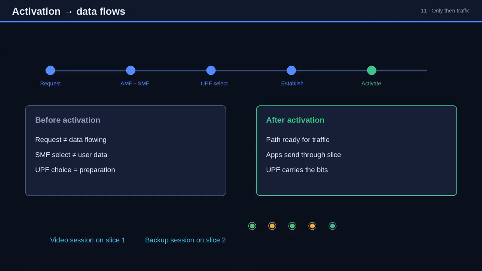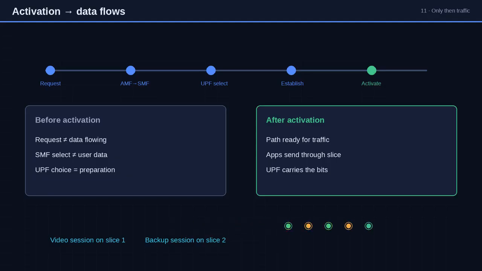Sending the request does not mean packets are already flowing. Selecting an SMF does not move user data. Even choosing a UPF is still preparation. Establishment builds the control plane agreement and the user plane path. Activation is the moment that path is ready for traffic. Then, and only then, the application can send data through the selected network slice, through the chosen UPF, toward the data network. Watch the payoff for our opening puzzle.